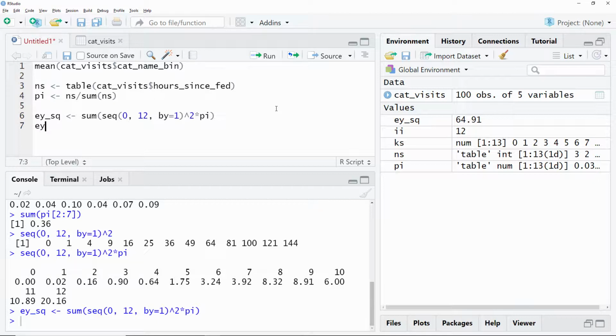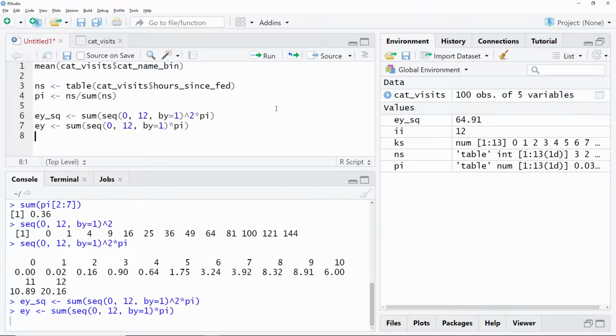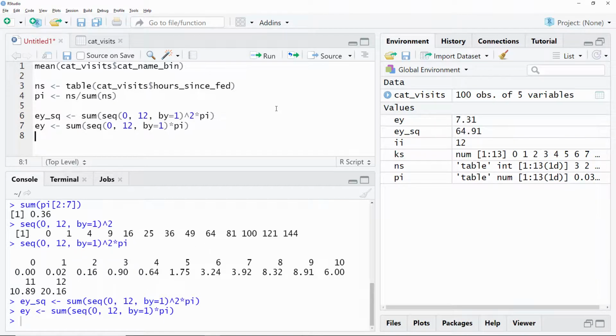And now we want the expected value of y, which is a little bit easier to do. We can go sequence 0 to 12 by 1. We don't need to square it this time, and we can multiply it by pi. And so that gives us our expected value of y.